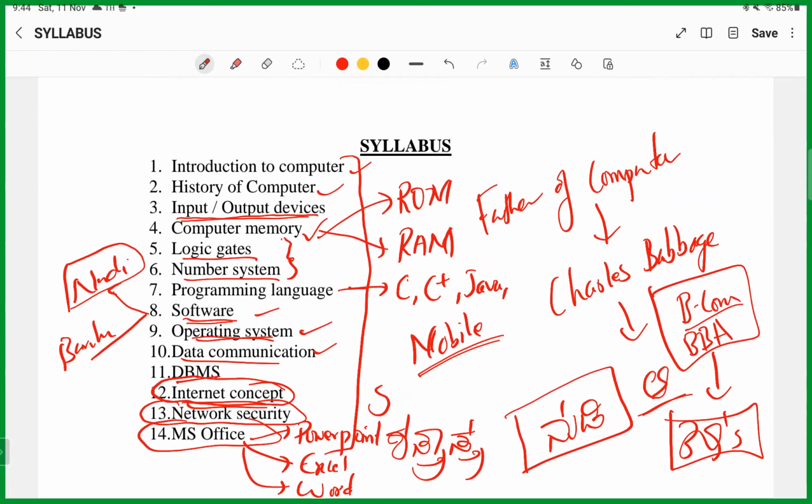So this is the syllabus that we're going to study. I'm not going to do too much today. I just wanted to start the class of this computer. We will probably be studying the first 2 chapters today: Introduction to Computer and History. Okay, so clear? Any doubts?